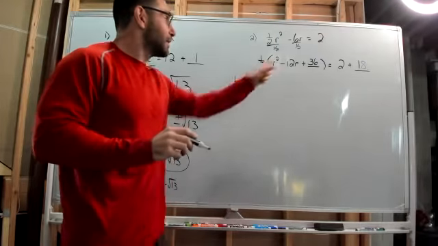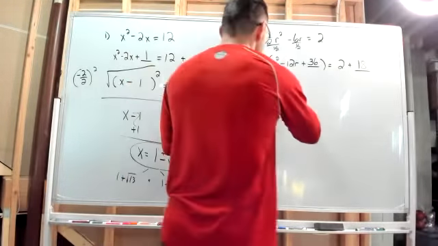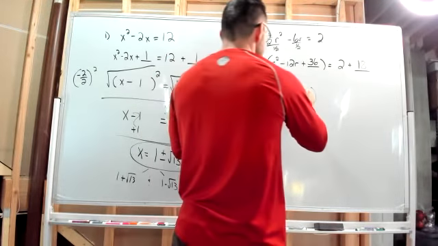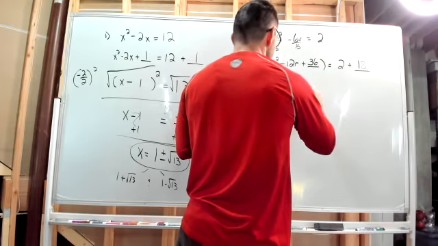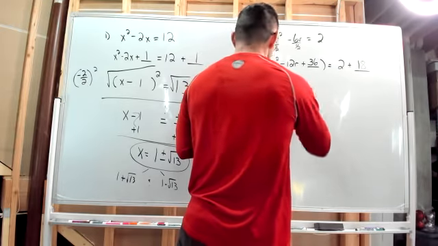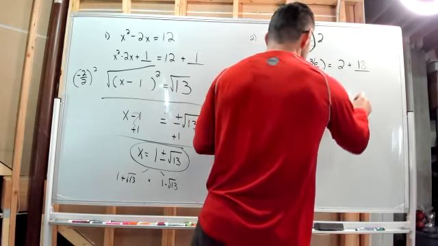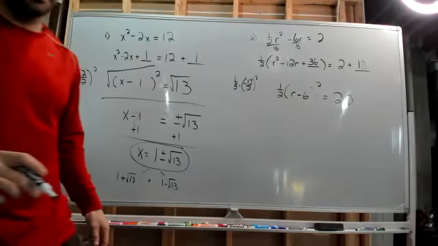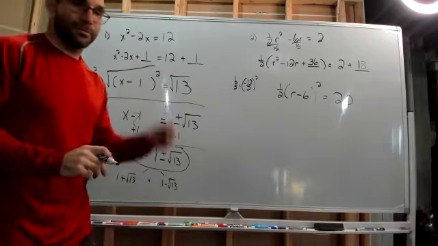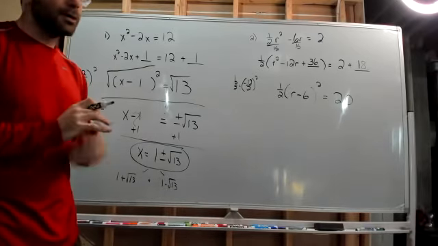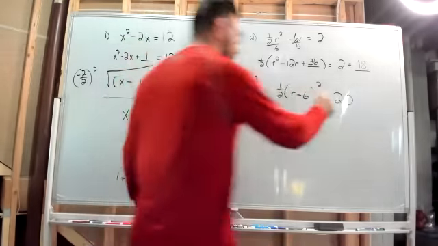From here, now we're factoring. So now I have 1/2. I've completed the square. B divided by 2 is -6. So it's r minus 6 squared equals 20. Okay. From here, we're solving. We're solving the equation.